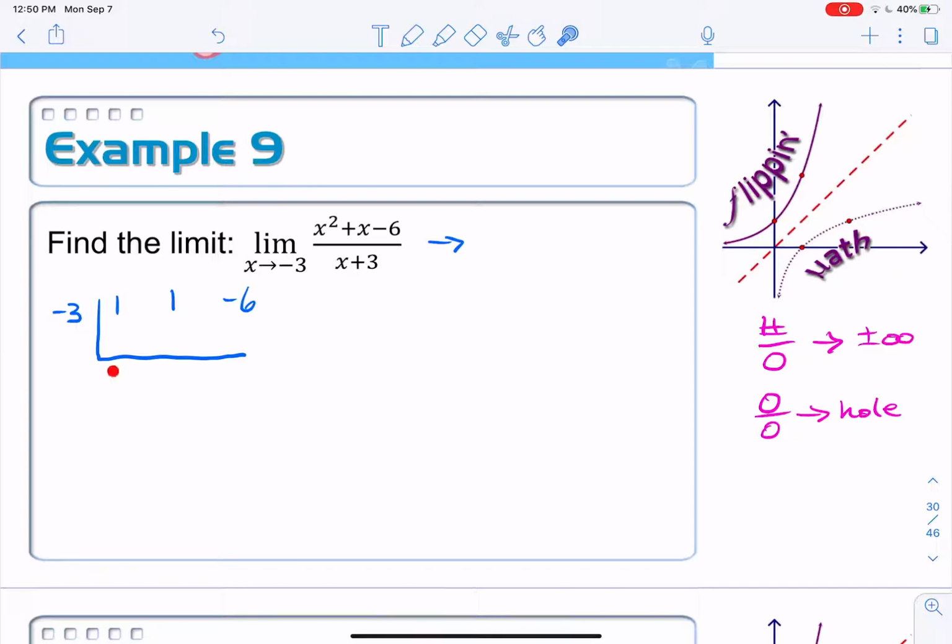All right, so I bring down my 1, multiply that times negative 3, I get negative 3, add it to my 1 is negative 2, multiply, I get positive 6, add it, I get 0. In other words, if I were to directly substitute negative 3 in here, I get 0, whatever the remainder is. So I get 0 on the top, I get 0 on the bottom. That is our indeterminate form.